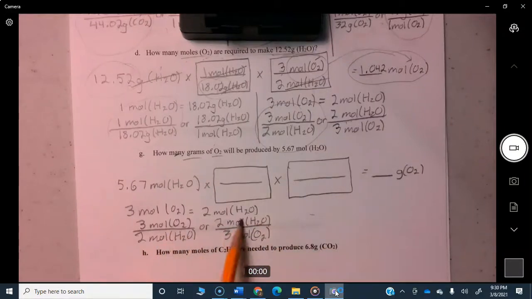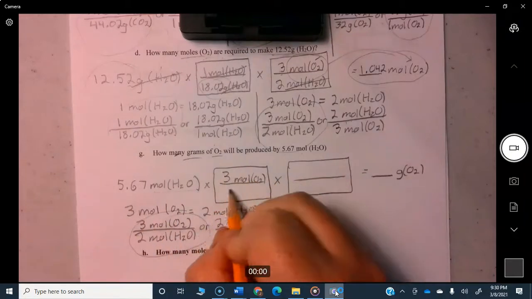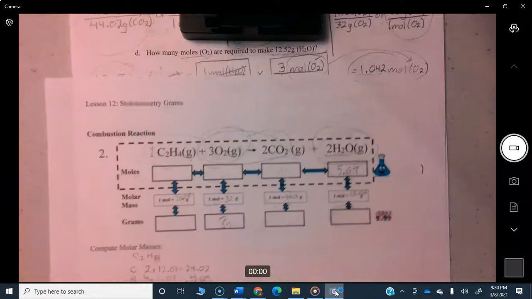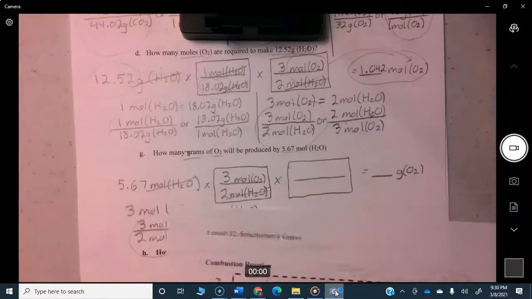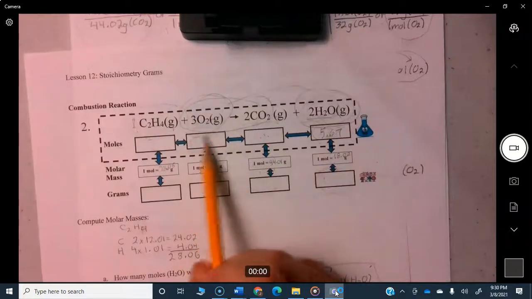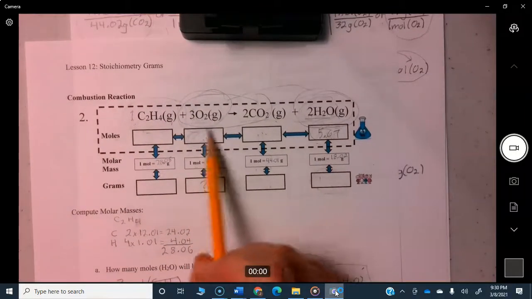Okay, so which one of these two ratios goes in the first box there? We've got to get moles of H2O to cancel out because it's not in our final answer, so it's going to be this one. Moles of H2O cancels with moles of H2O. So right there, if we did that calculation, it would be in this box right here. Okay, so now we're sitting in this box.